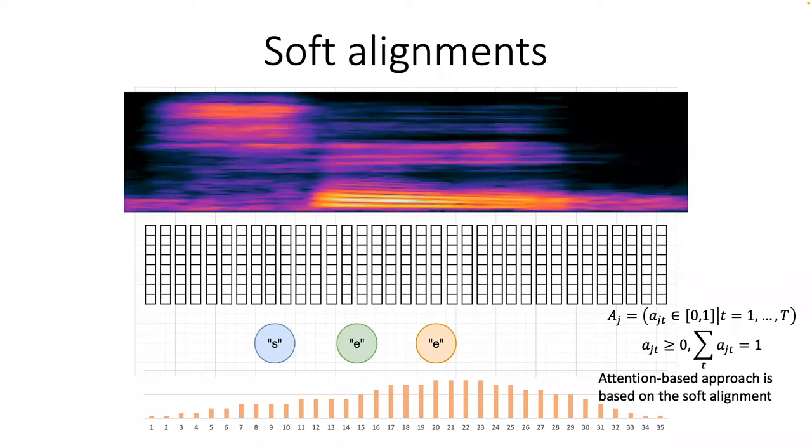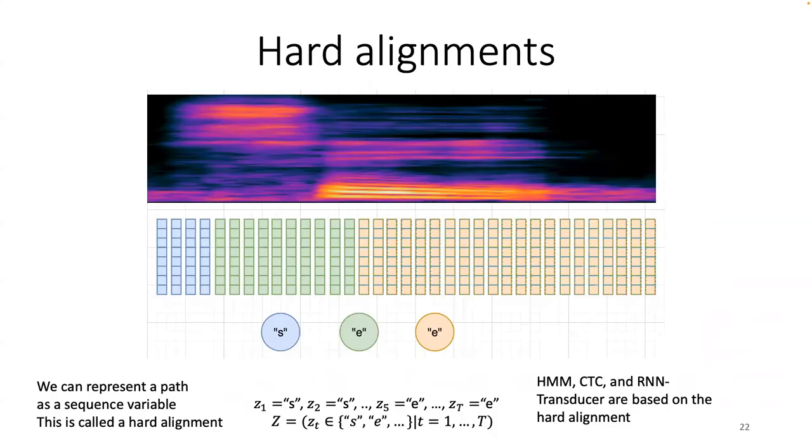If some of you have taken NLP courses, you may be familiar with this soft alignment. Actually, the attention-based approach is based on this soft alignment. This is a very good way to model the input and output. But for speech recognition, another important concept is, again, hard alignment. So people actually use both kinds of modeling to represent the correspondence between the input and output. By the way, the hard alignment and the soft alignment can actually be modeled.